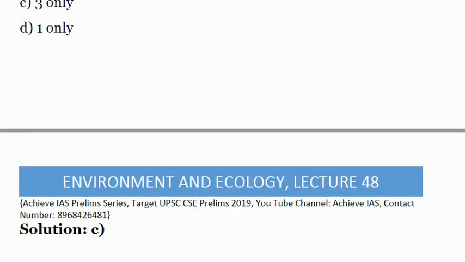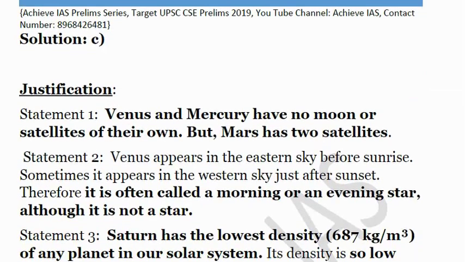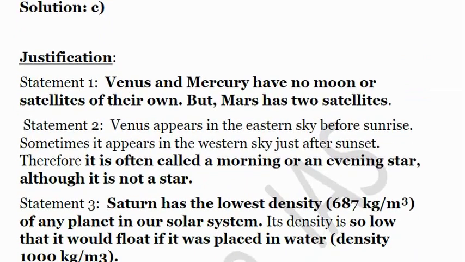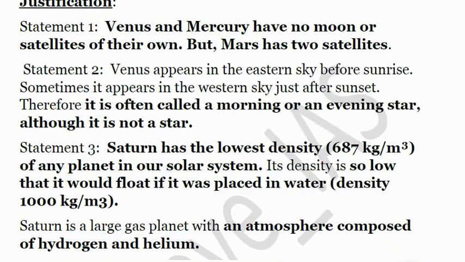So here is the explanation. Venus and Mercury do not have their own satellites, but Mars does. Venus is seen during sunset as well as sunrise, but it is not a star. Statement 3: Saturn has the lowest density among all planets. Its density is so low that it would float if it were placed in water. This is correct because it has a density of 687 kilograms per cubic meter. It is a large gas planet with an atmosphere composed of hydrogen and helium.